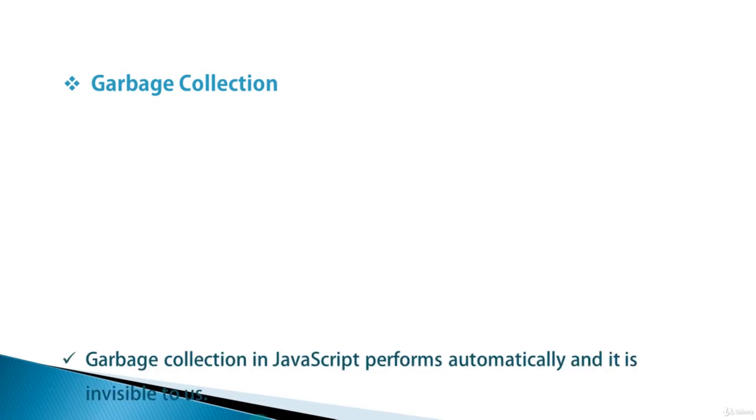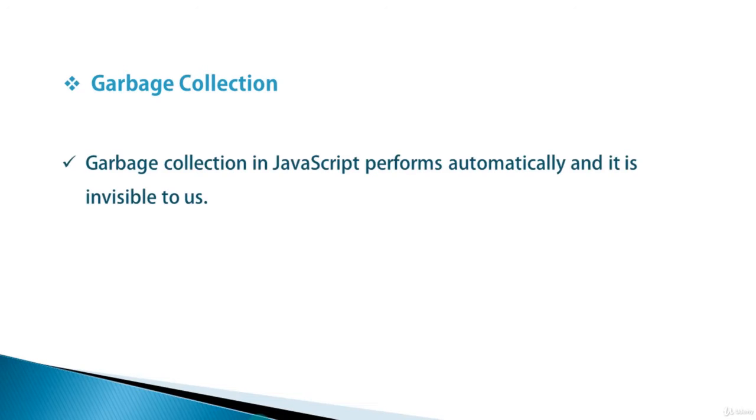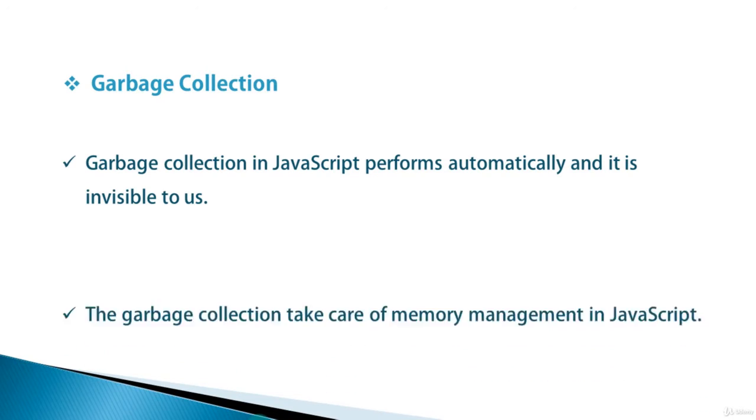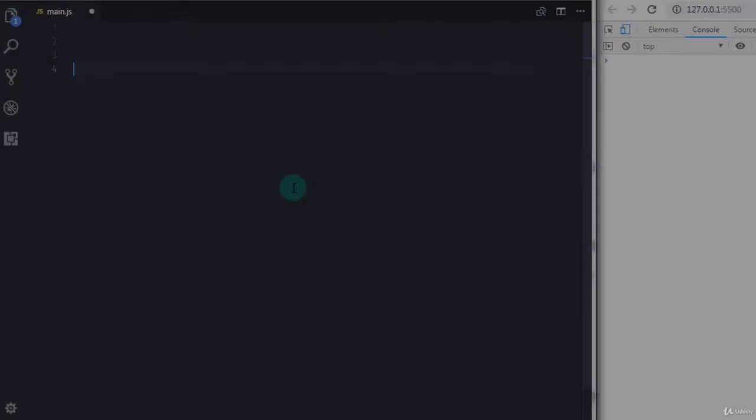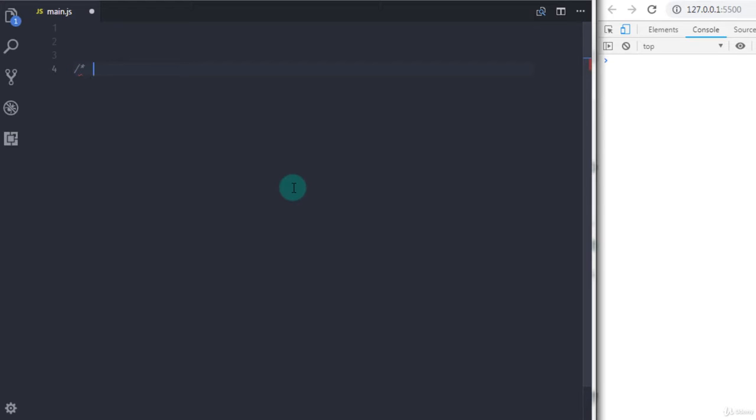If you are not familiar with garbage collection, then let me introduce the concept behind it. Garbage collection in JavaScript performs automatically and it is invisible to us. It takes care of memory management in JavaScript. Suppose you have an object and this object has two properties. The first property can be accessed with a reference and the second property doesn't have any reference to access it. In that situation, JavaScript will put some junk data in the unreachable property. This property value is called a garbage value, right?